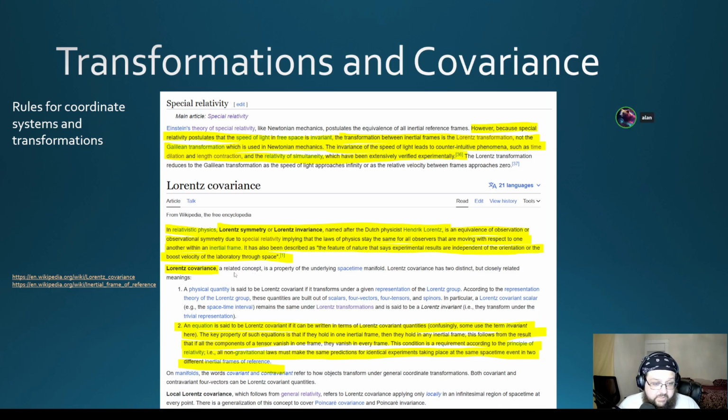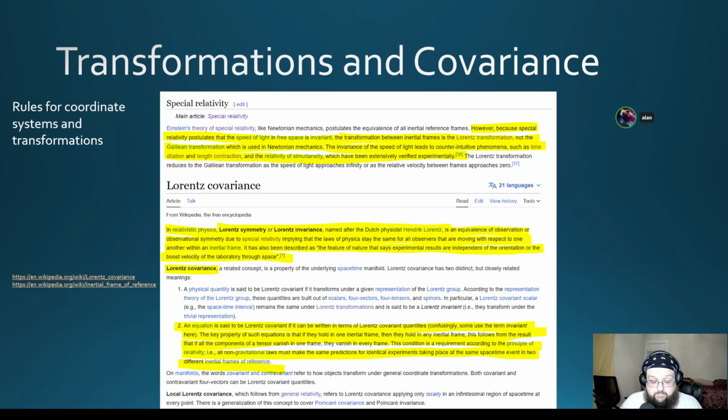So Lorentz covariance has two meanings here, and the one that we're interested in is that an equation is said to be Lorentz covariant if it can be written in terms of covariant quantities. Confusingly, some use the term invariant here. The key property of this equation is that whatever is being transferred holds true in the new coordinate system that it's being transferred to, and if it doesn't, then basically the whole structure collapses. And so if you're going to take a law of physics or whatever, these things have to be coordinate transferred.